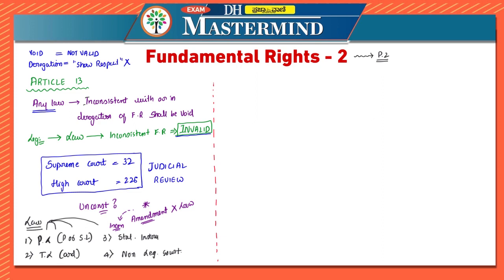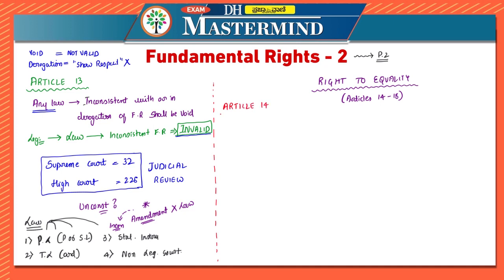Now there is the right to equality. In the previous part, we have seen the proper definition of different rights. That is, there is right to equality, right to freedom, and we have seen a mnemonic also for that. So under right to equality, there are articles 14 to article 18. Now we have seen article 12 and article 13. Next one is article 14.